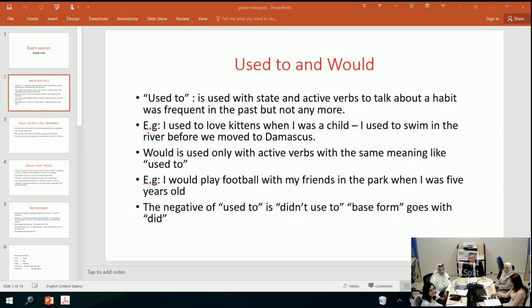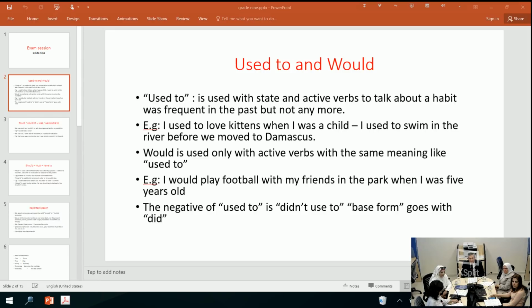Example: I would play football with my friends in the park when I was 5 years old. So here we have the verb play, it's an active verb, so would. What is the contraction of I would, Miss Faize? The contraction of I would is I'd. Now the negative, Miss Hanadi.